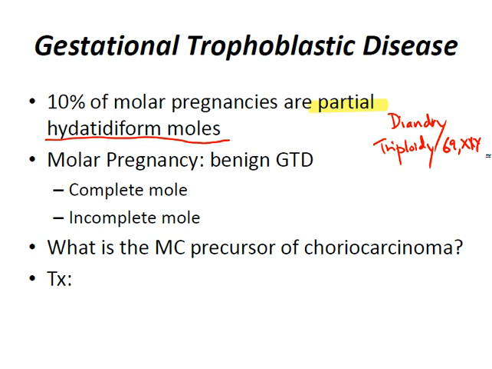Now, let's talk about molar pregnancies. These are benign gestational trophoblastic disease, or benign GTD. Now, on gross and microscopic examination you have a complete and an incomplete mole. A complete mole, all hydropic chorionic villi resemble a cluster of grapes.